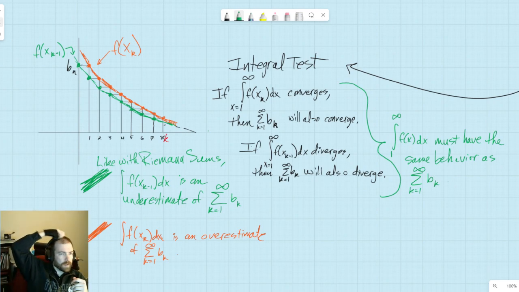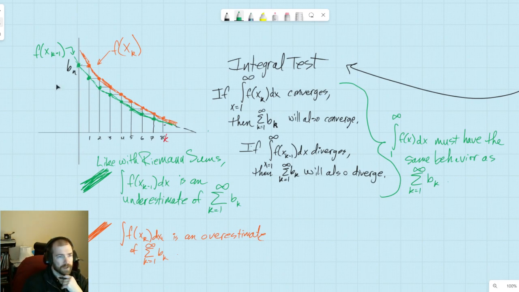So let me try to explain that again. Our f of x, our f of x sub k, and our f of x sub k minus 1 are the same function, just shifted one to the right. Our f of x sub k is shifted one to the right from f of x sub k minus 1. And we just found out that the value of this integral compared to the value of our sum is going to differ by only a finite amount, because again, we're shifting it over one space.